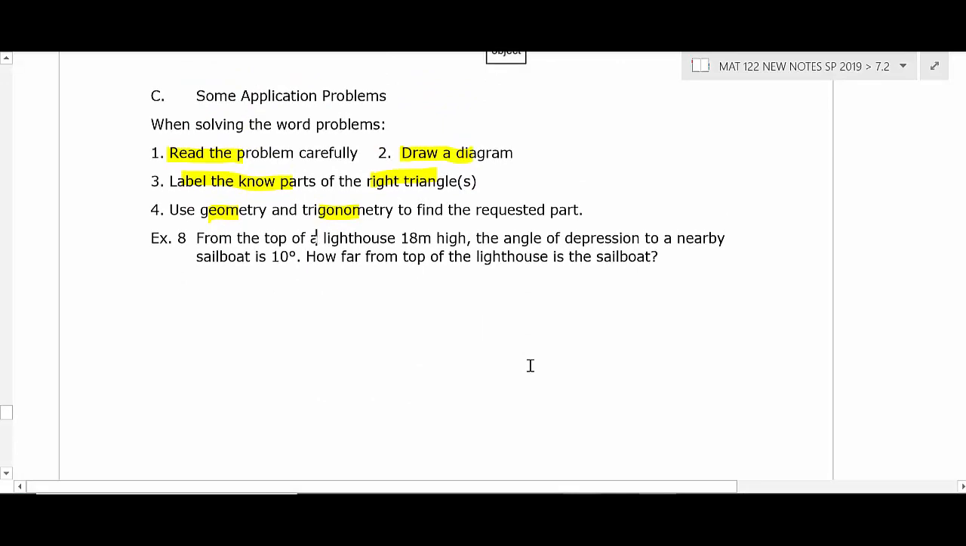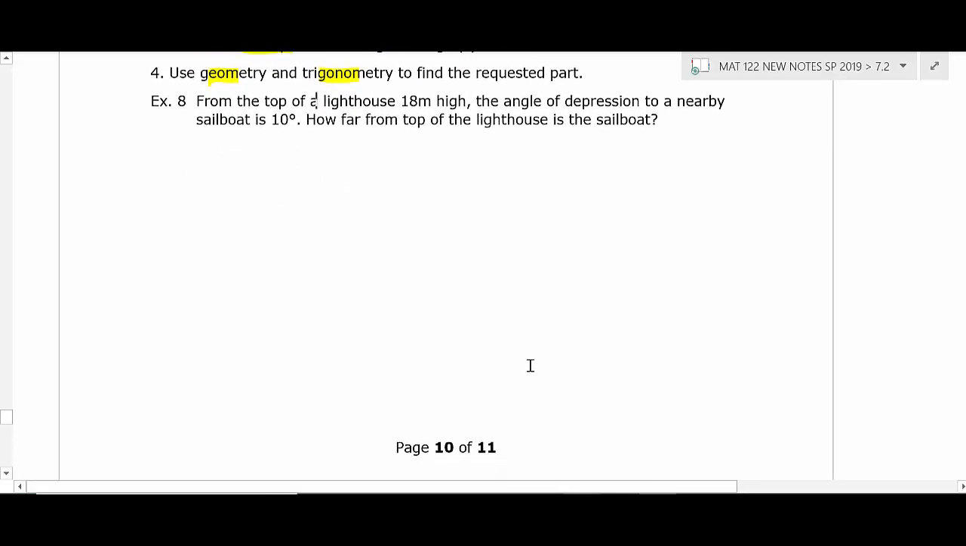Okay, so let's go down to this problem here and read it. It says, from the top of a lighthouse, 18 meters high, the angle of depression to a nearby sailboat is 10 degrees. How far from the top of the lighthouse is the sailboat? Okay, I have to have a picture. I'm very visual. I need to see the triangle and what I'm doing. So let's just do this. You don't have to be a good artist or anything. I just try to get the idea.